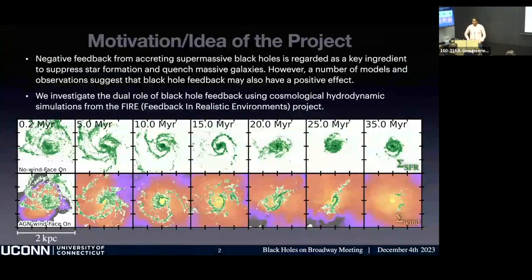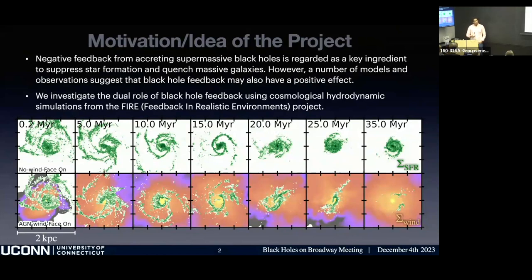Essentially, negative AGN feedback is a necessary process and plays a crucial role in reproducing observational data, which shows that we need some amount of feedback in order to shut down star formation and allow us to quench these massive galaxies.